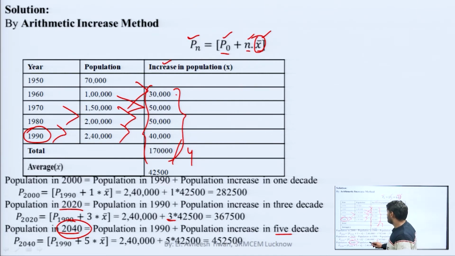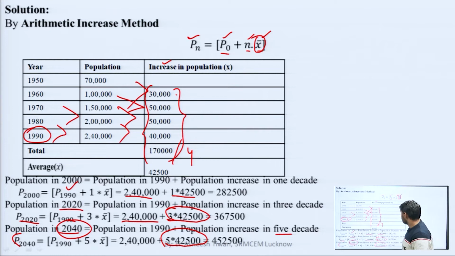So putting all the values, P1990, that is 2,40,000 plus 1 into 42,500. For P2020, what we are going to do, just simply adding the population 3 into 42,500, and for estimating the population for last 5th decade is simply adding last known population with a term that is 5 into 42,500.